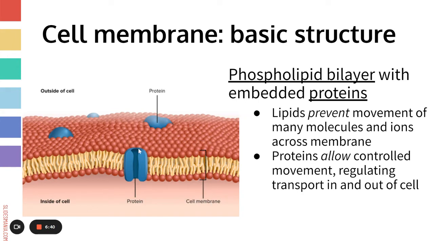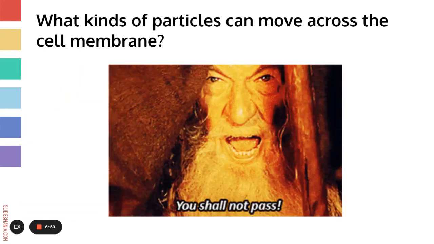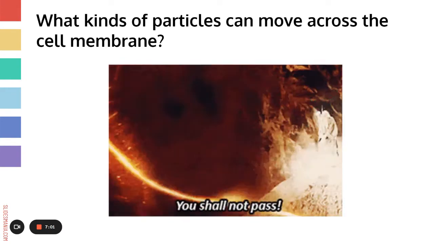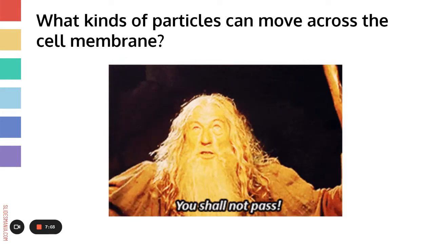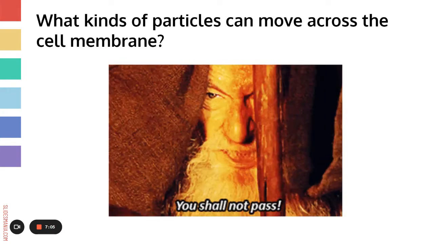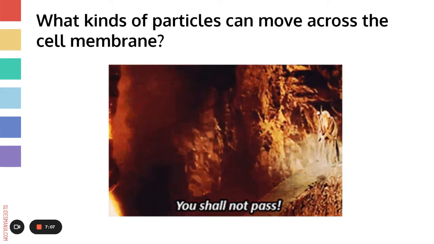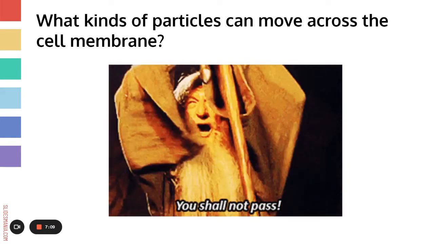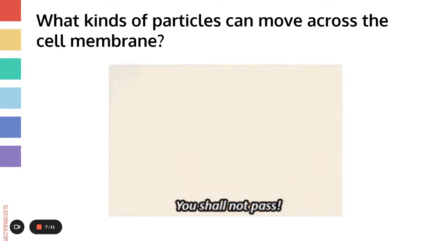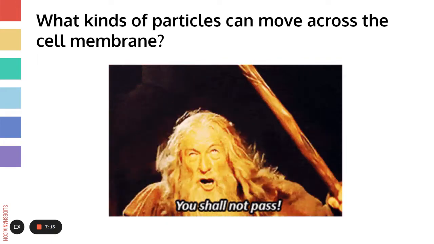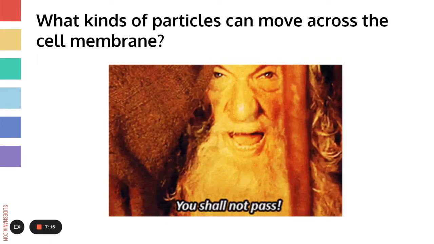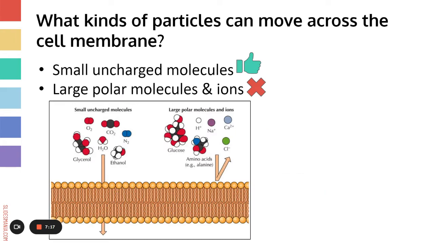Okay, so I next want us to think about what kinds of molecules are able to cross the cell membrane and which kinds of molecules will need a protein to help them across. When we're thinking about the kinds of particles that are able to move across that lipid bilayer and the kinds that are going to need a protein, it's really going to depend on the size of the particle as well as whether the particle is charged or not. So let's take a look at a diagram of that.